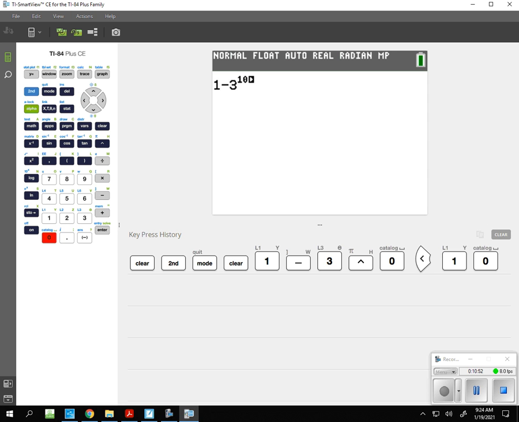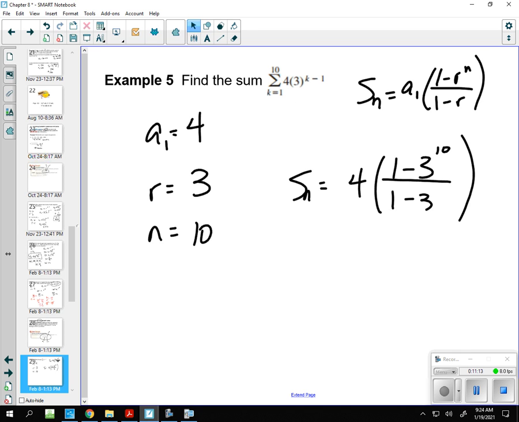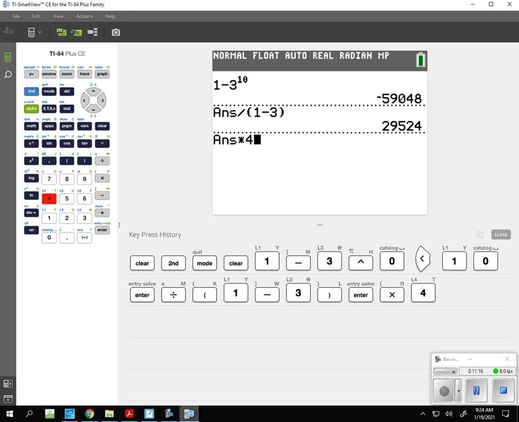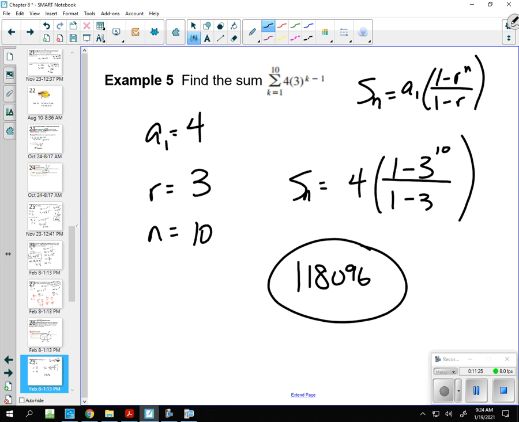10th power. So there's the top of the fraction divided by 1 minus r. And I could have just put negative 2 in there probably. So there's the fractional work. And then it's times a sub 1. So times, what is a sub 1 again? 4. I'm going to times that by 4. And so the sum is 118,096. So 118,096 would be the sum.